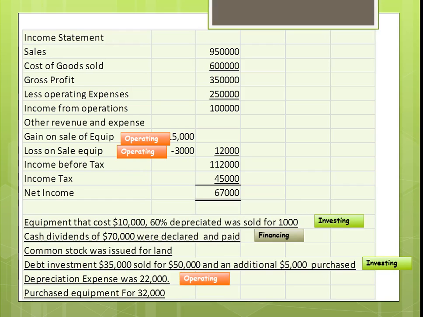We know that depreciation expense would be part of operations, and we know that the purchase of the equipment would be part of investing. So that's the kind of analysis I like to do on the balance sheet and the income statement, so I have the information I need to start preparing. And again, the common stock for land is a non-cash item that would be shown as a separate schedule following the cash flow, covering non-cash investing and financing activities.